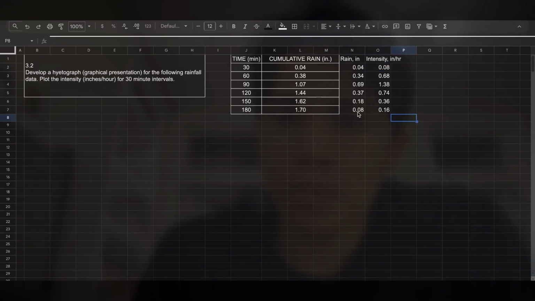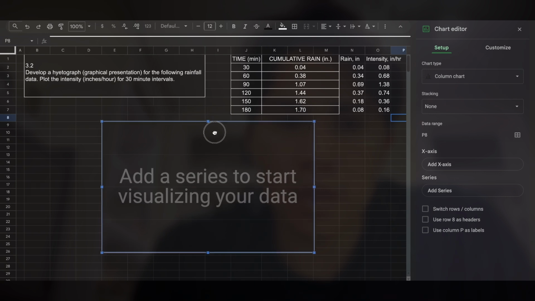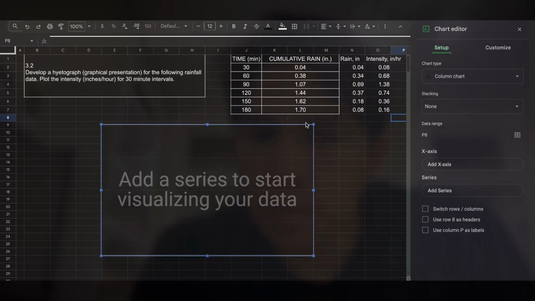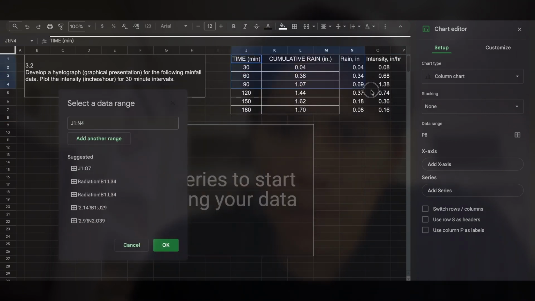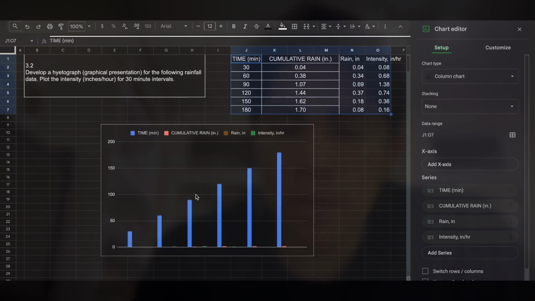That's it. Now we just need to plot intensity versus time. I like to use Excel better, but let's see how we do it on Google Sheets. You use insert chart, then you want to use a column chart. Let's select our data range. We can select all of the data, and then select specifically what we want to plot.